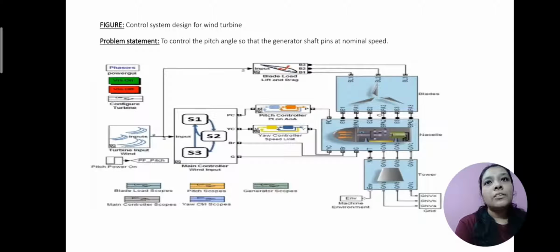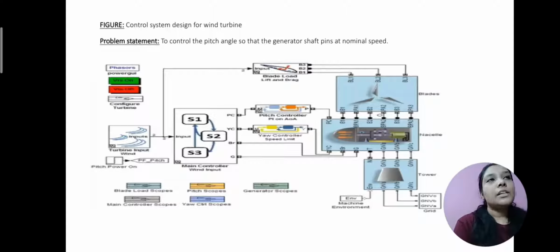With the increase in environmental safety concerns, interest in renewable energy has been rising. This gives rise to the popularity of the wind turbine, which is a type of renewable energy. We know that a wind turbine converts wind energy to mechanical and then to electrical energy.